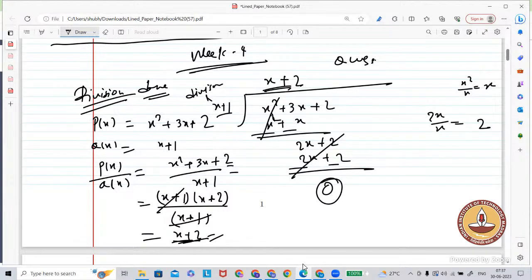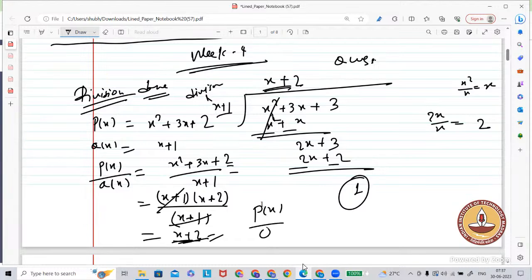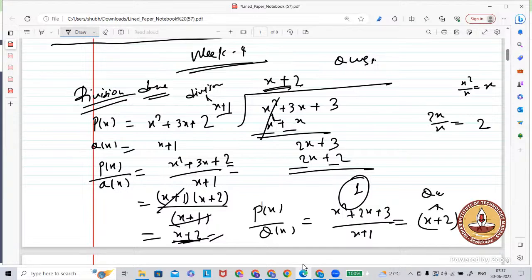Suppose this is 3 here, as previously we did. Then this will cancel out, and you will get 1, not 0. So the remainder is 1, which means px upon qx you can write as x square plus 2x plus 3 upon x plus 1. After division, you will get x plus 2 plus 1 upon x plus 1. The quotient is x plus 2, and in division format the remainder comes in the numerator.